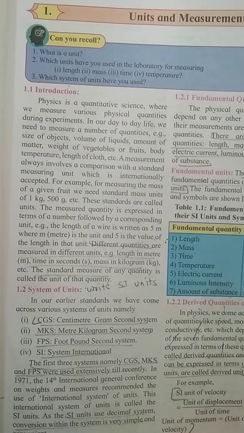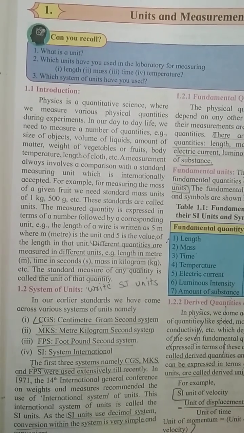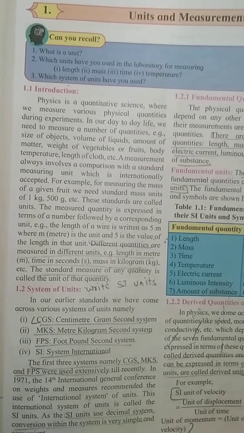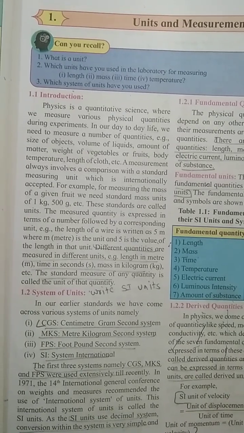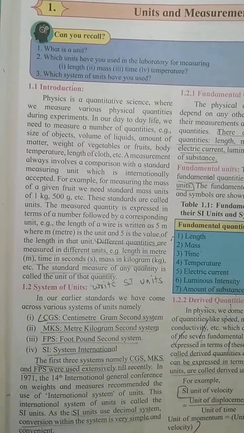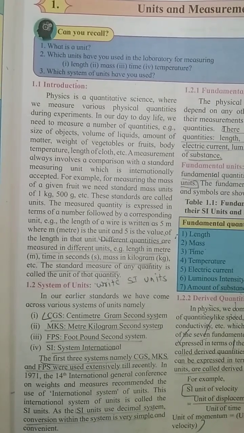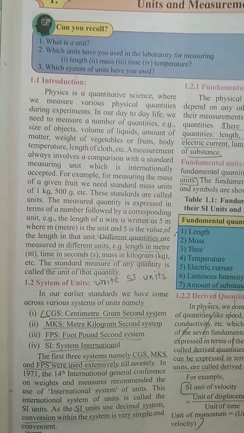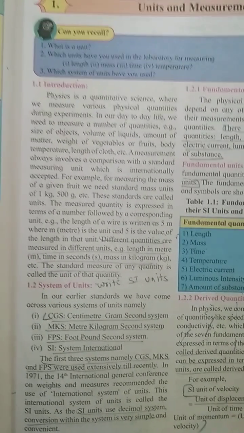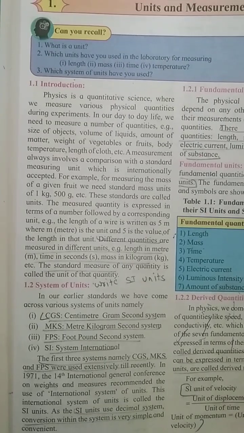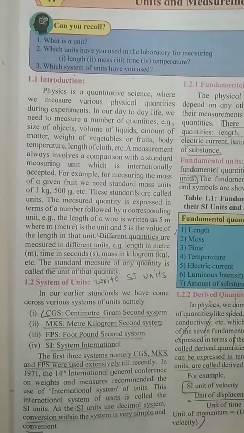The measured quantity is expressed as a number followed by the corresponding unit. For example, the length of a wire is written as 5 meter, where meter is the unit and 5 is the value of the length in that unit. When we measure the length of the wire, it is given as 5 meters. Different quantities are measured in different units.